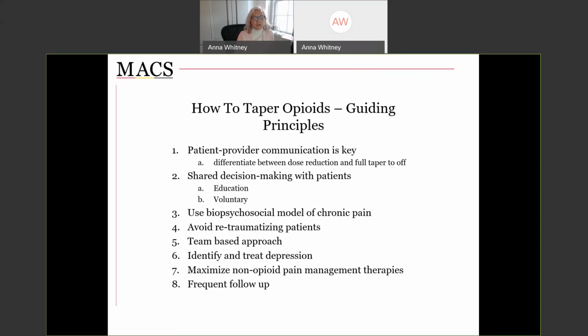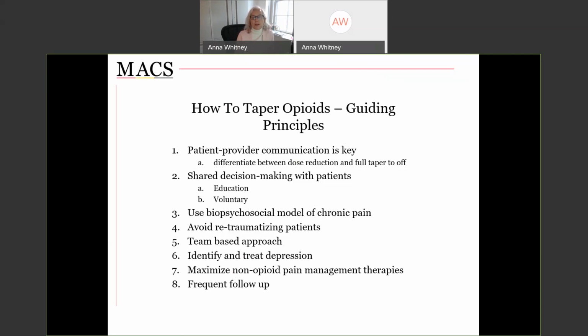Team-based approaches, as we've talked about, and identifying and treating depression. So again, really using that biopsychosocial model and understanding that depression is extremely prevalent in patients with chronic pain. And if that is left unrecognized and untreated, it can make opioid tapering significantly more difficult.